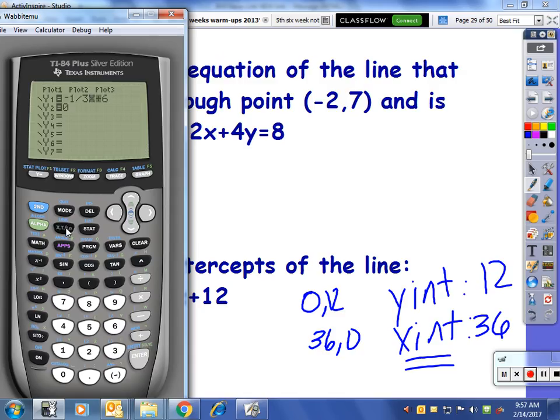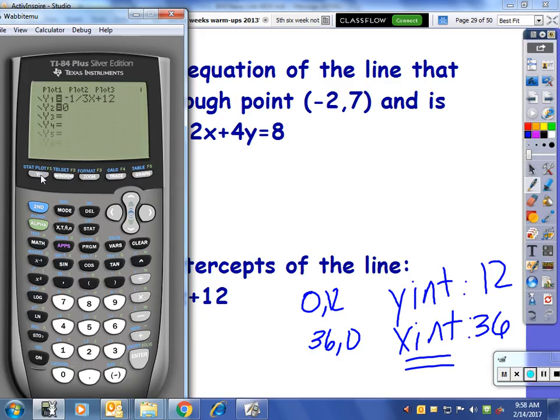Negative 1/3 x plus 12. And then we're looking for 0, 12 is there. And then I also want to check that 36, 0 is there. So I'm going to tell my table to start at 36 so I don't have to scroll. And there it is.